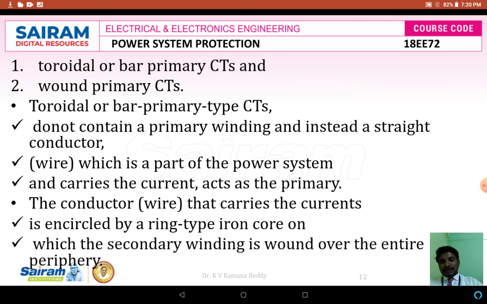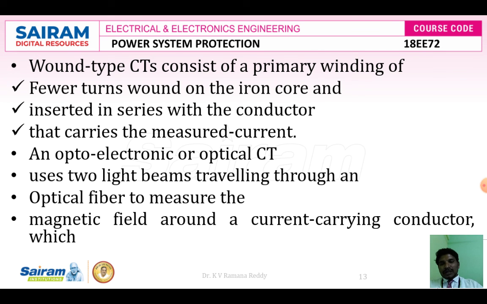Therefore, the conductor wire that carries the current is encircled by a ring type iron core on which the secondary winding is wound over the entire periphery of the transmission line. A wound type current transformer consists of a primary winding of fewer turns wound on the iron core and inserted in series with the conductor that carries the measured current.